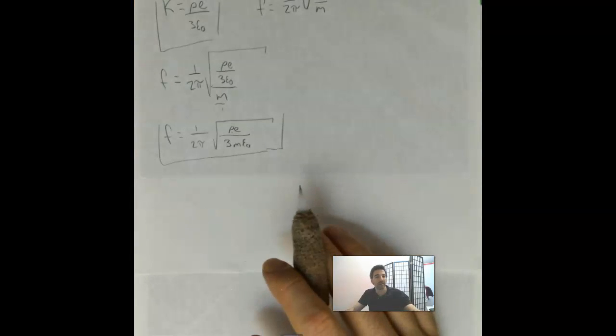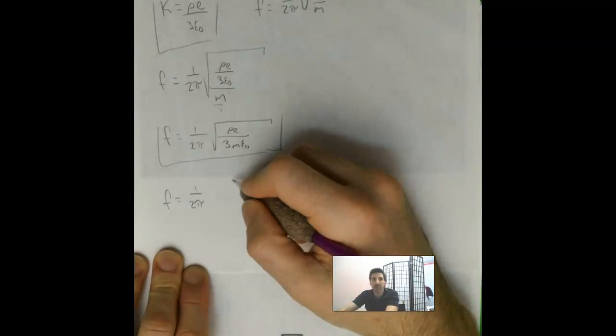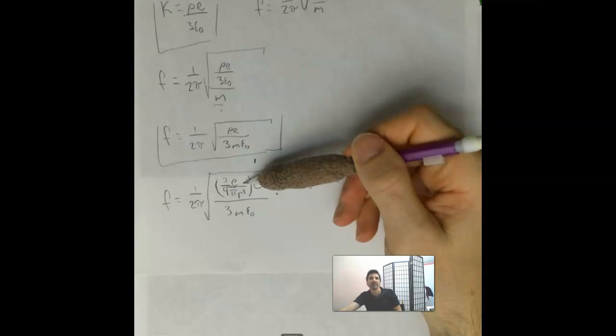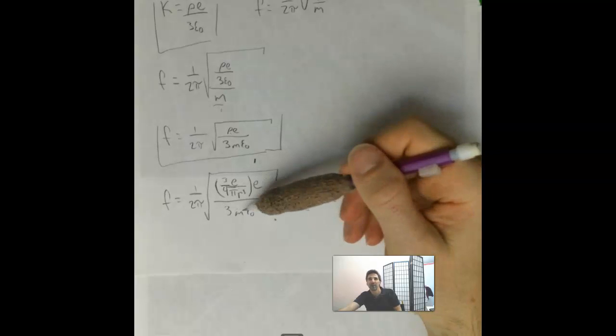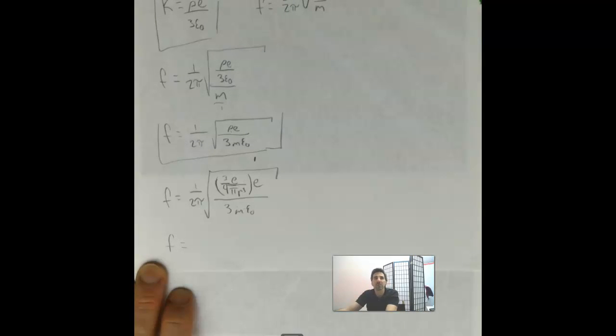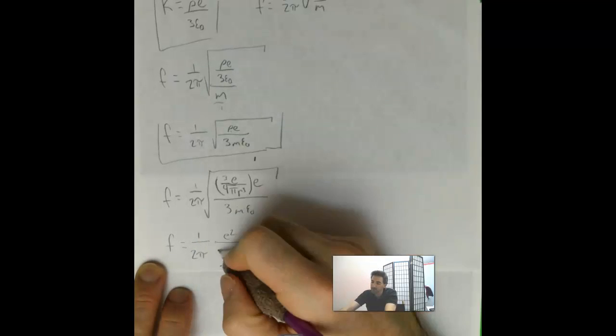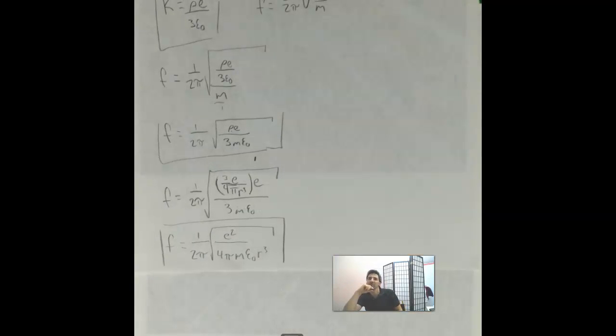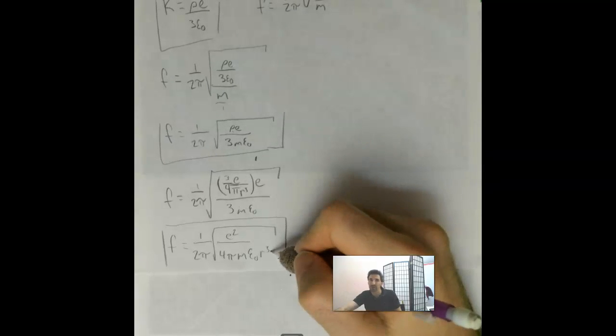Need my paper over there. So here I have my substitution in for my density times my E divided by 3 times mass times epsilon 0. I can simplify this out. So I have a frequency equal to 1 over 2 pi times my charge squared over a whole bunch of constants of 4 pi m epsilon naught. Now there's my factor of r. There's my radius r cubed.